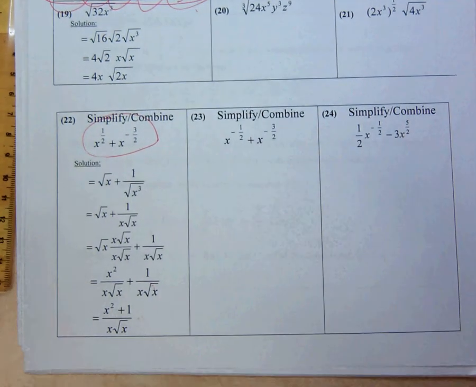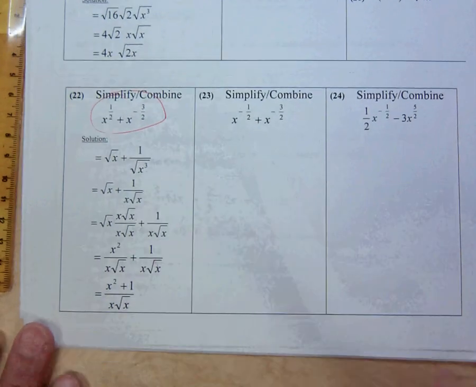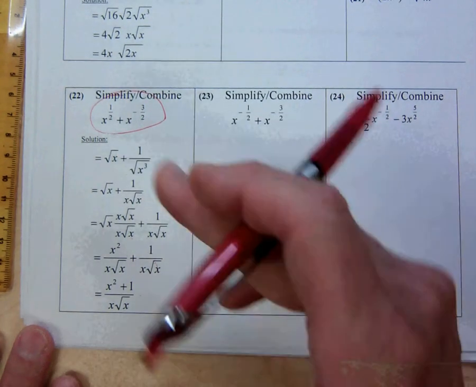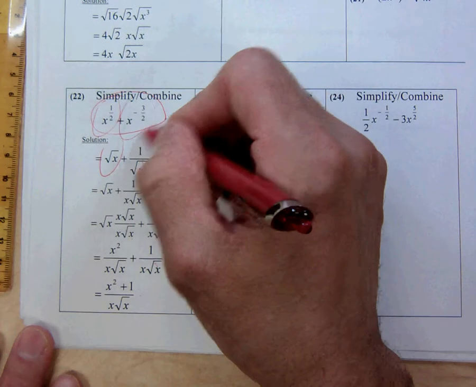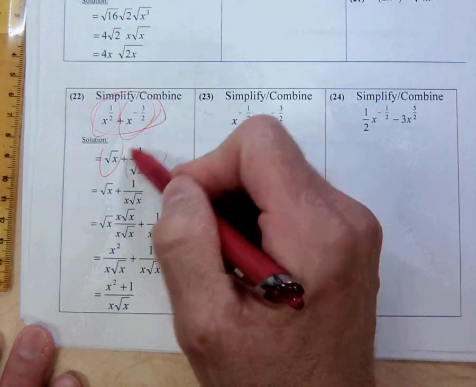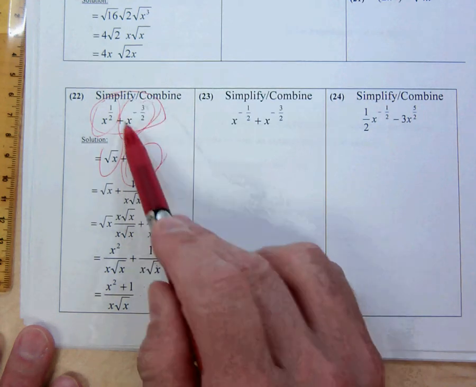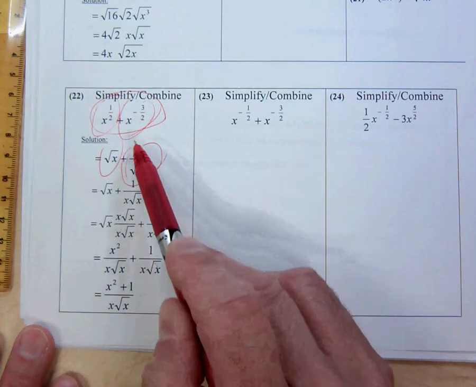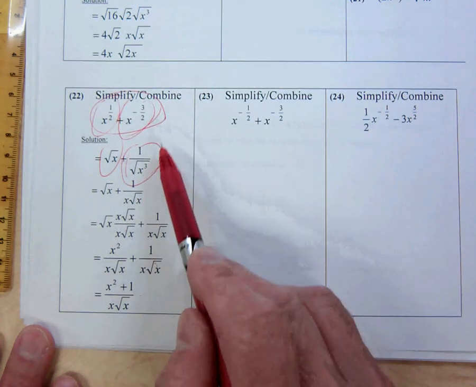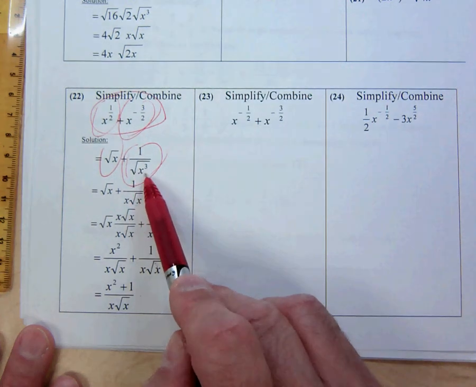What did I do? Take a look. I didn't make you write it down. I typed it up for you. What did I do? Turn that into that, right? How did I turn that into that? By what? How did I make that a positive exponent? By moving this whole thing where? To the bottom. And then I turned x to the 3/2 into what? Square root of x cubed.